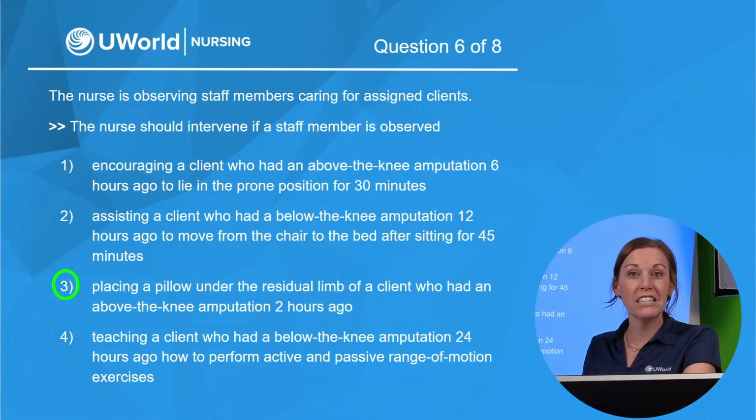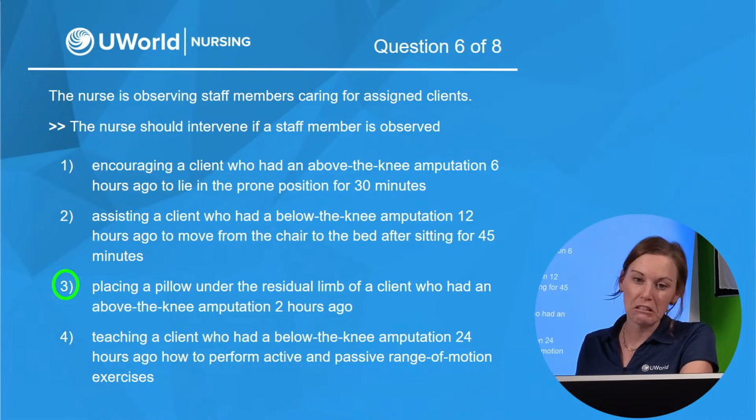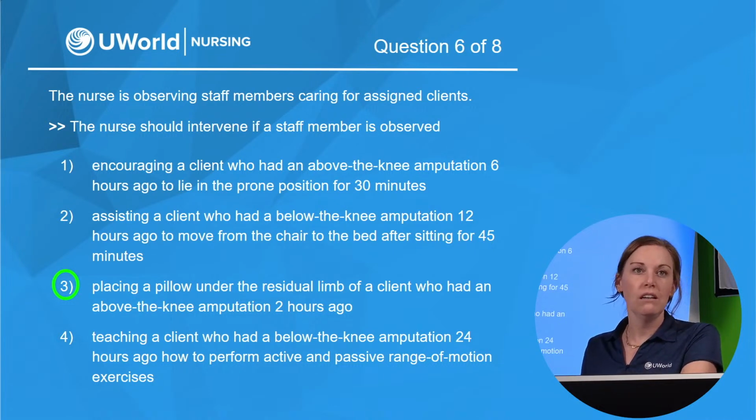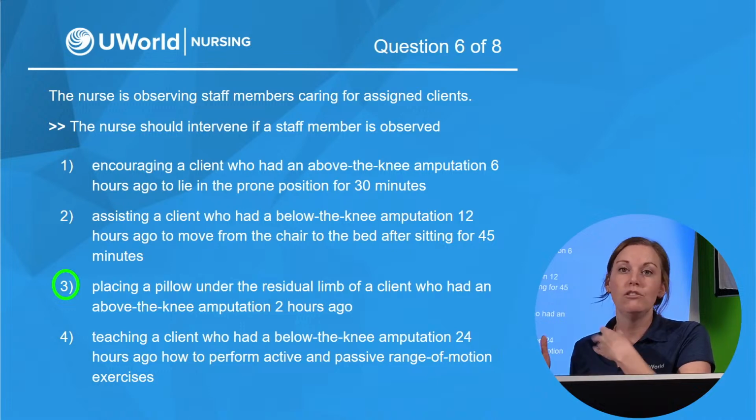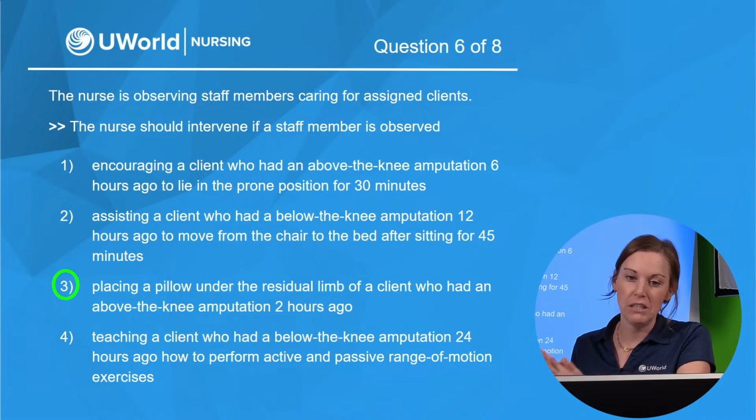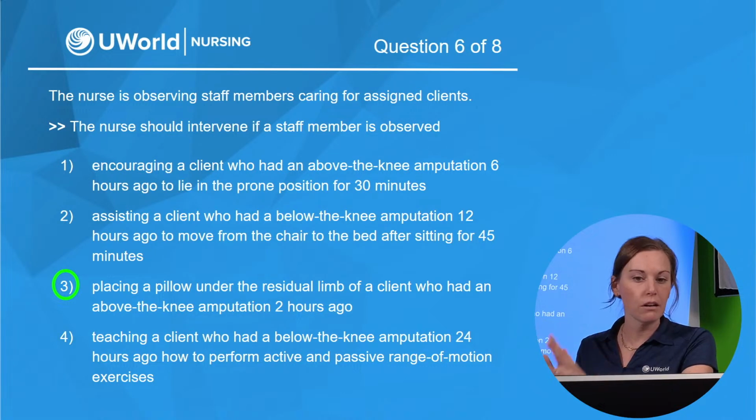Okay, our correct answer on this one is option 3. So again, when we see "intervene," we are looking for an incorrect action. So that's kind of the key. We're looking for what shouldn't be going on with the client that's had an amputation. When we're talking about a lower extremity amputation, it can be either above the knee or below the knee. That's kind of like the marker.